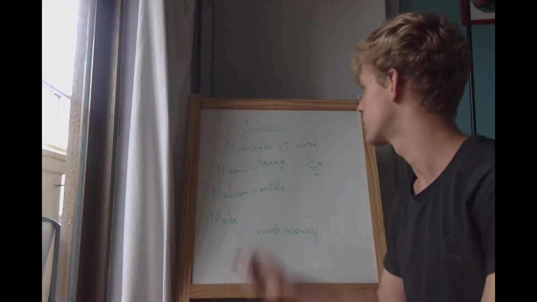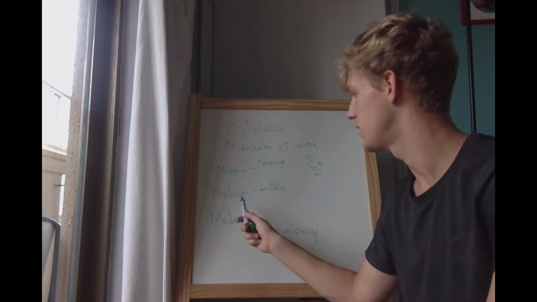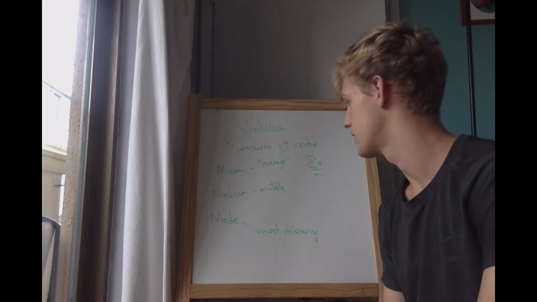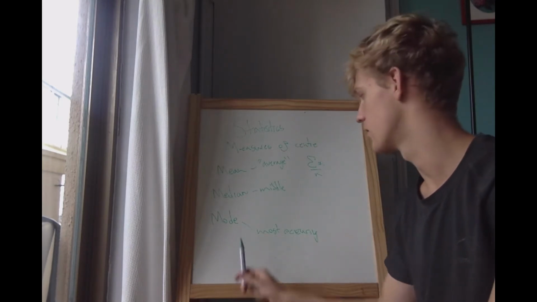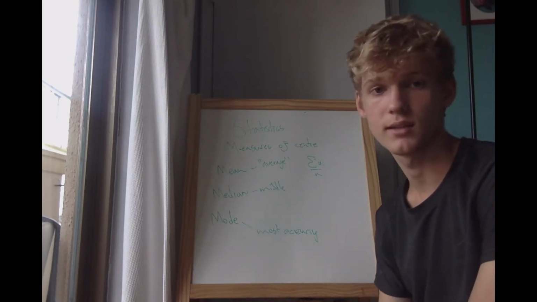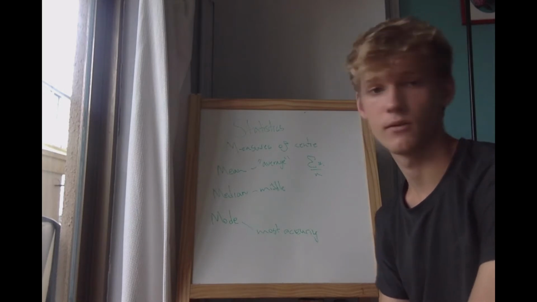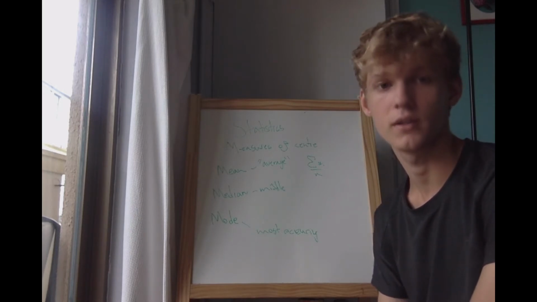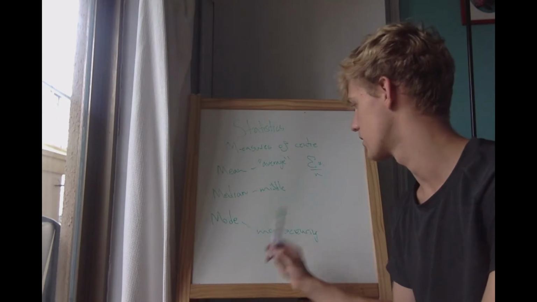So there are three measures of center you should know: the mean, median, and mode. We'll start from the bottom actually. The mode is the most occurring number in a data set. So say you have a data set of 1, 2, 3, 3, 3, 4, then the mode is 3.